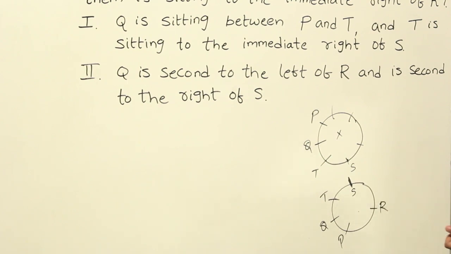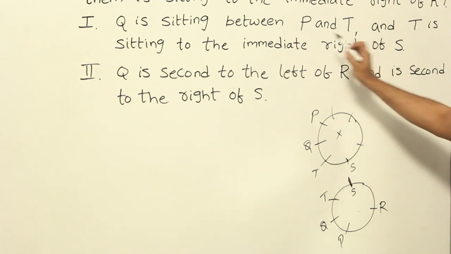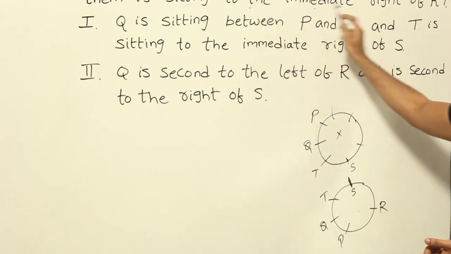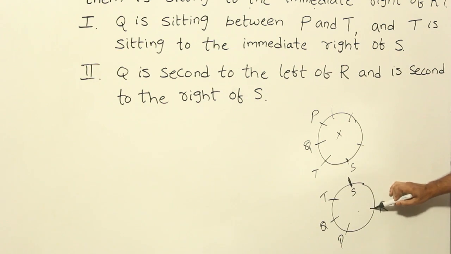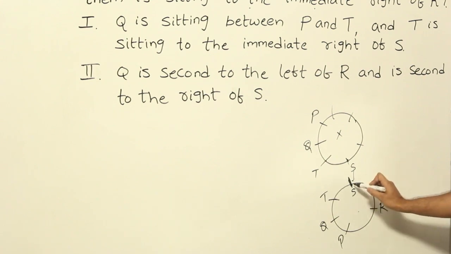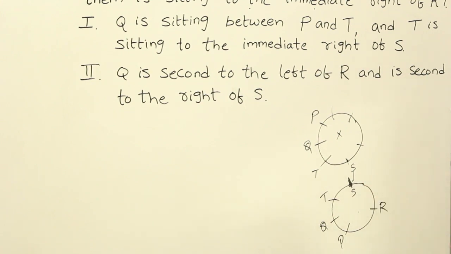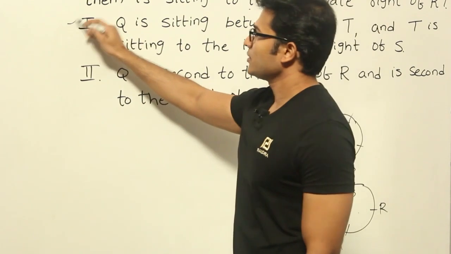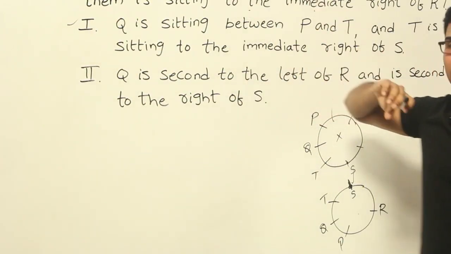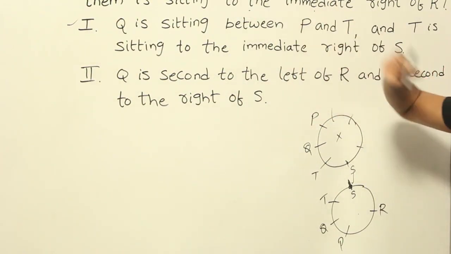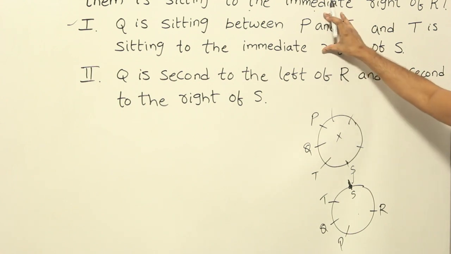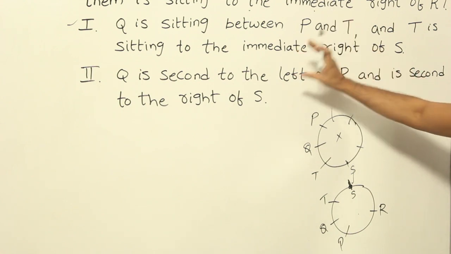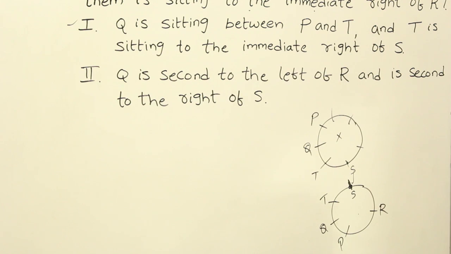Got it? Therefore now the question is, who is sitting to the immediate right of R? So if you observe this, to the right of R, the one is S. Got it? So S is the answer. Using the data which is given in statement number 1, I am able to answer the question, right? So what can we say? 1 is sufficient. But then we should not stop there. Let's see whether by using 2 I will be able to answer it or not.